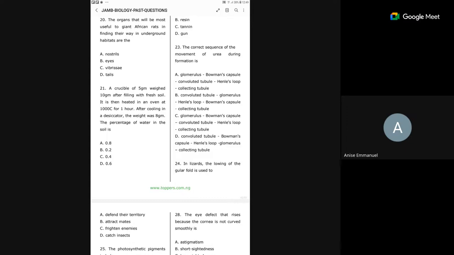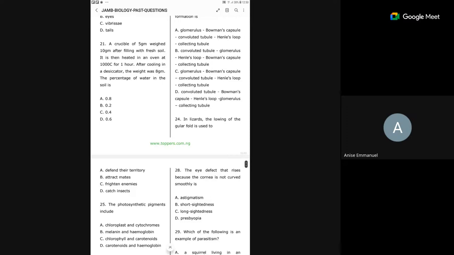So what is the sequence of movement of urea? How does urea get removed from the body? From what region to what region and to what region? So we need to note the sequence. So the answer is option A. From the glomerulus, which is the mass of blood capillaries, it goes to the Bowman's capsule. Then from there, it moves to the convoluted tubule. It goes to the Henle's loop. And from there, it goes to the collecting tubule. And from there, it goes out of the body. We'll go to the next question, 24.